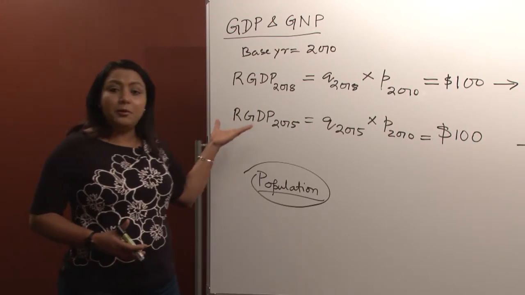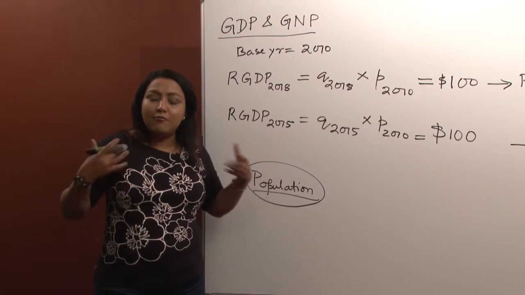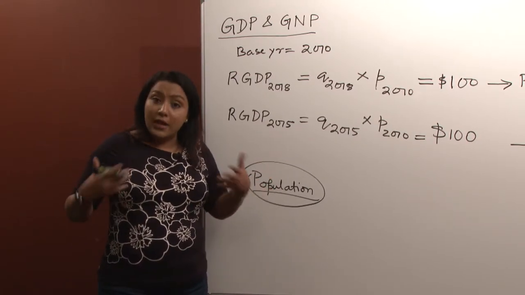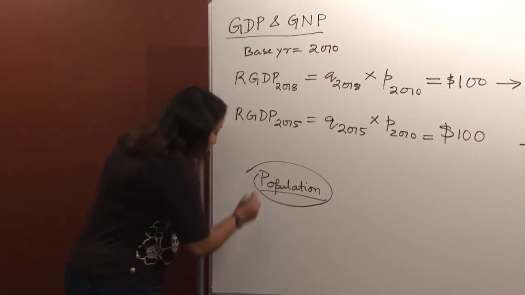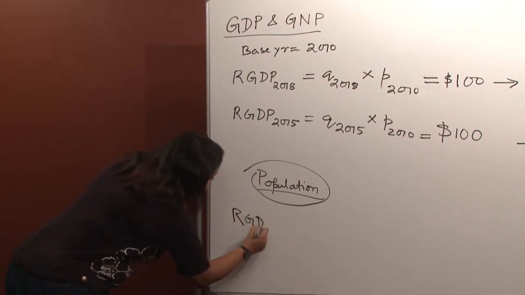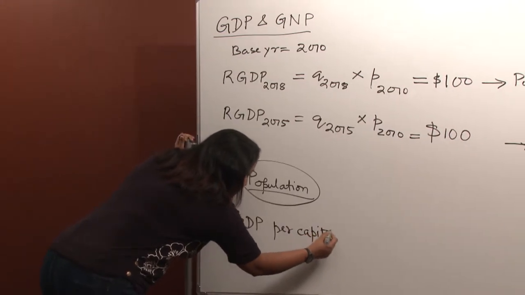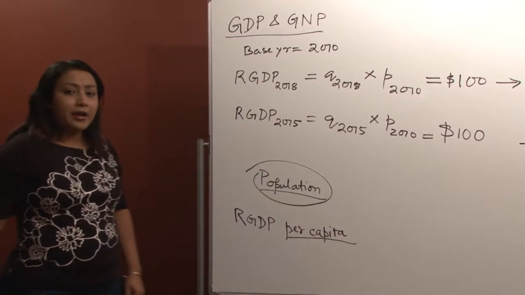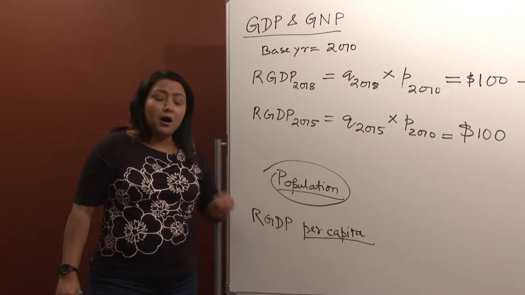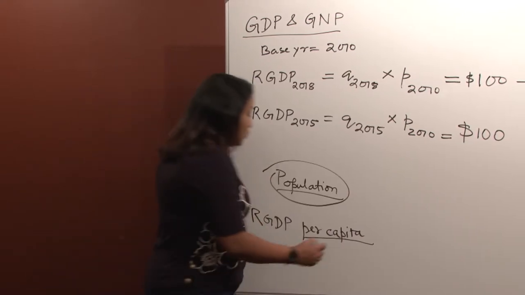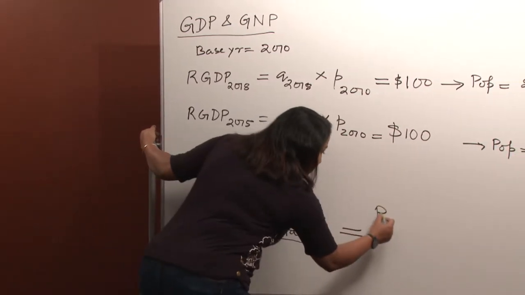Now we are looking at real GDP and saying that, okay, fine, real GDP does not really tell me how many people have been involved in the productive process. So there we need to factor in population, and that takes us to the next measure, which is real GDP per capita. Per capita stands for per person. So this is not an aggregate measure, but it talks about the real GDP of a country per person, per individual.